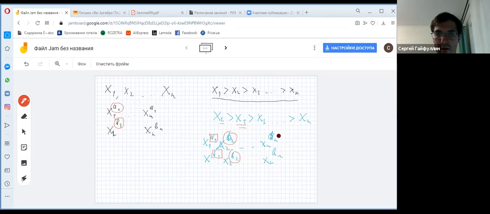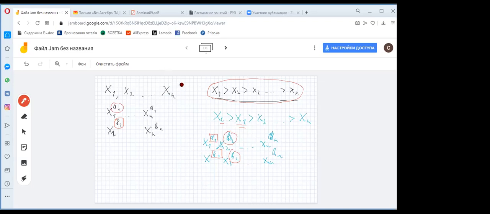Okay, I hope it's clear. Yes? Is it okay? We have many lexicographical orderings. If I fix the ordering on the set of variables, then I have a corresponding lexicographical ordering for monomials. It's clear? It is. Okay, thank you very much.